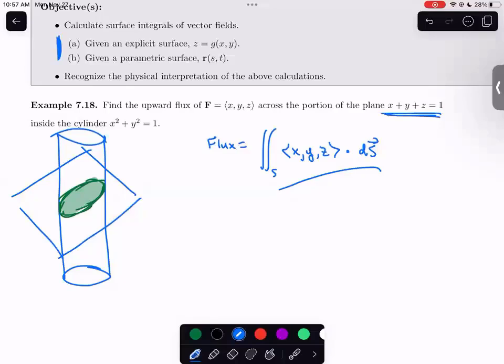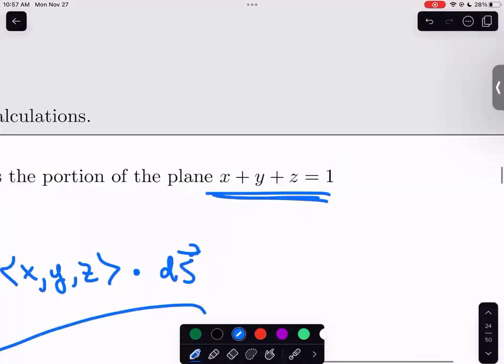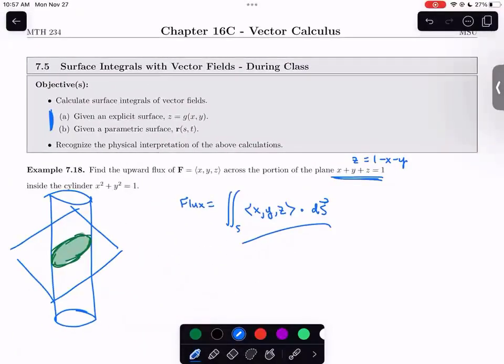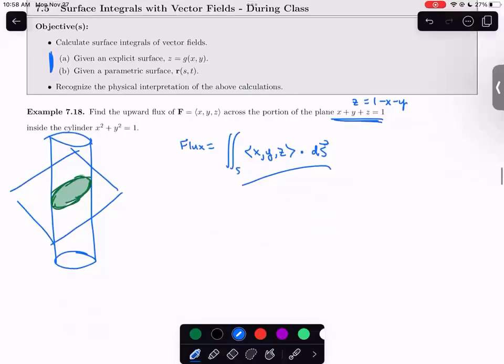The actual surface that we're interested in calculating the flux of is the plane, though, x plus y plus z equals 1. This is critically important because one of these is very easy to solve for z. I can solve this plane for z very fast. On the other hand, the cylinder, which is not the surface that we're interested in, it's just the boundary, has no z to solve for. If this was our surface, we'd have to solve it parametrically because there's no way to solve this for z. All right, so our surface equation is z equals 1 minus x minus y if we want to set this up explicitly, which usually is a bit easier.